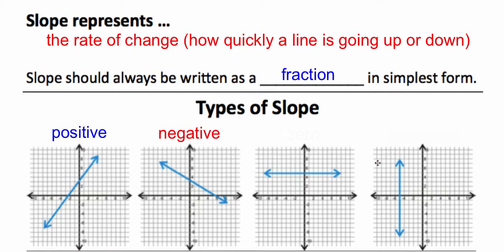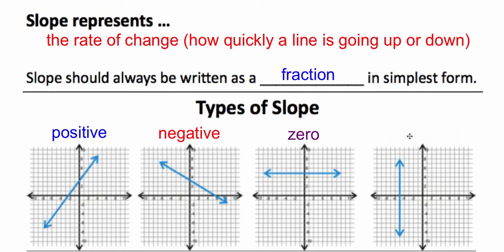Next one is a straight flat line. I think of it as the world's most boring ski hill. You're not going up, you're not going down, it's just flat. That means it has 0 slope. It's not going up, it's not going down, it's just flat ground.